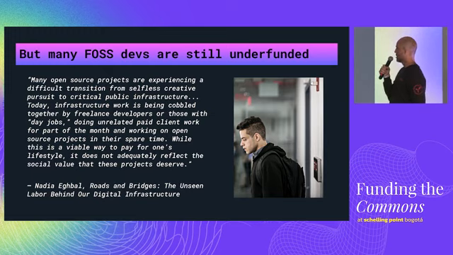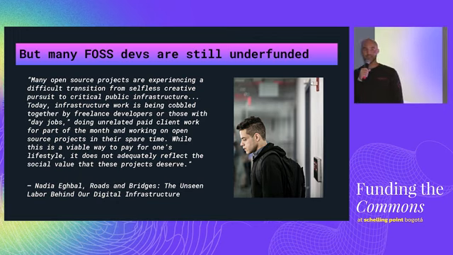So she writes, many open source projects are experiencing a difficult transition from selfless creative pursuit to critical public infrastructure. Today, infrastructure work is being cobbled together by freelance developers or those with day jobs doing unrelated paid client work for part of the month and working on open source projects in their spare time. While this is a viable way to pay for one's lifestyle, it does not adequately reflect the social value that these projects deserve.